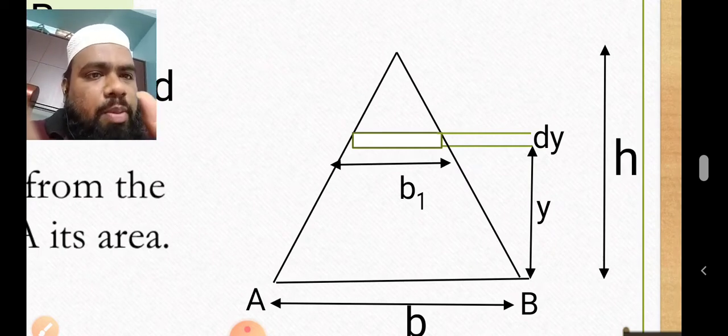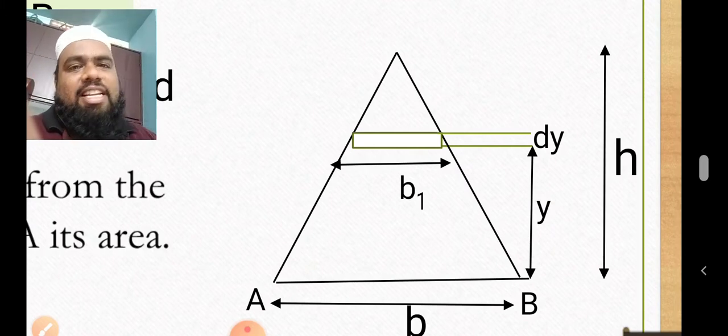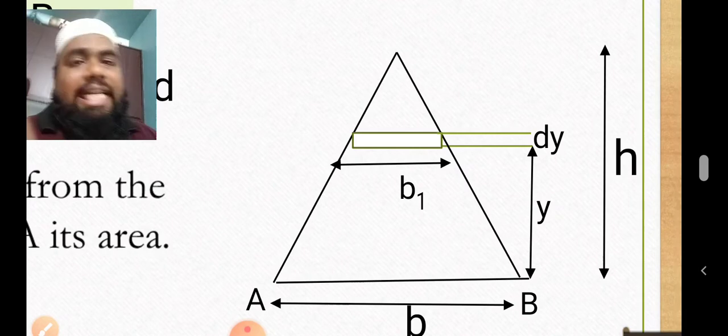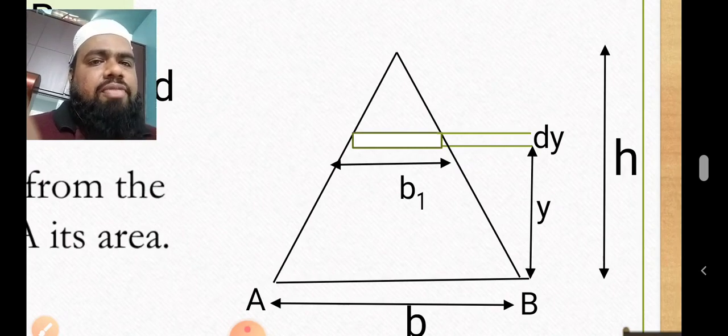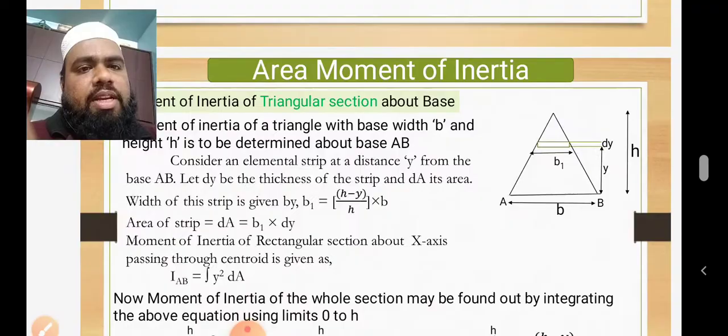So we'll find the moment of inertia for the strip, and we'll apply integration. As we discussed, integration is nothing but mixing, coming together. Finding something for a small part and applying integration through limits, we'll get the data for the whole structure. That is the logic. Clear? So now go through the topic.